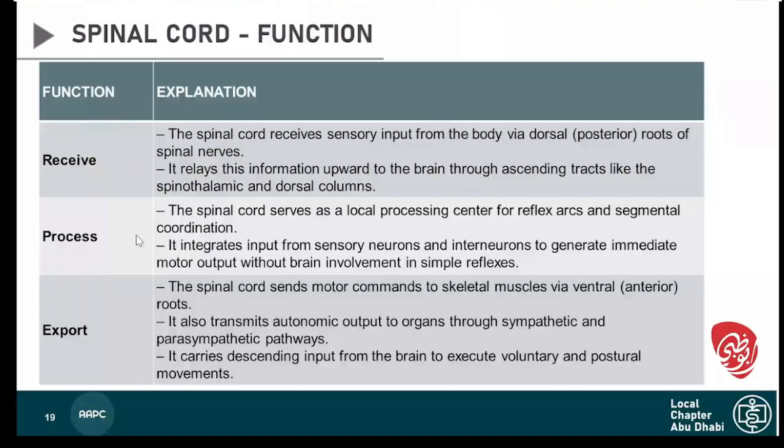The spinal cord serves as a local processing center for reflex arc and segmental coordination. It integrates input from the sensory neurons and interneurons to generate immediate motor output without the brain's involvement. So the primary function is to receive, then process the received signals, and then export. The spinal cord sends motor commands to skeletal muscles via ventral nerve roots. It also transmits autonomic output to organs. It carries descending input from the brain and gives it to other parts of the body. So receive, process, and export is the main function of the spinal cord. Okay.